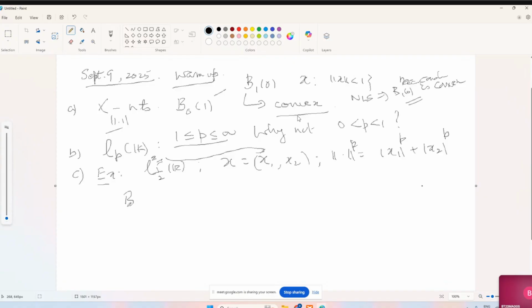So what is this ball of radius 1 with center 0? It is the set of all x equal to (x1, x2) such that mod x1 raised to p plus mod x2 raised to p is less than or equal to 1. Norm x less than 1 is the same thing as norm x squared less than 1.